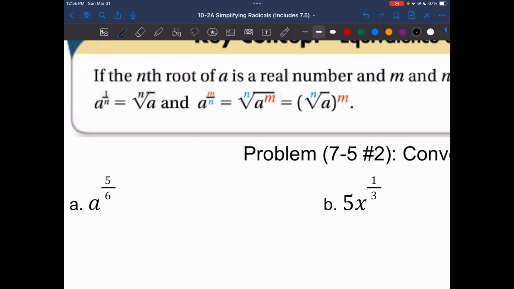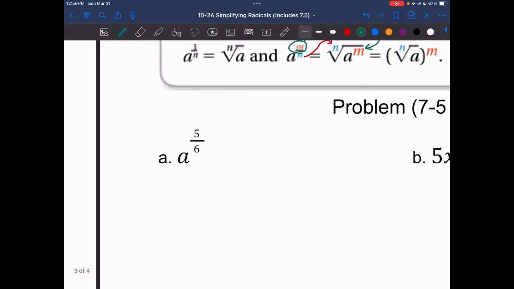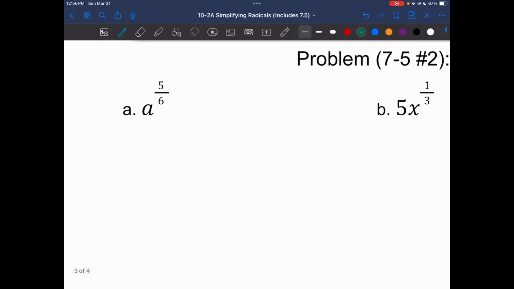Okay? So when we look at this, what are we doing here? The denominator of the fraction is the degree of your radical. The numerator of the fraction goes on whatever it's attached to under the radical. Okay? So let's work on this. Let's see how this is going to play out. So when we look at a to the 5/6, right, this becomes our index. Okay, and this is our exponent.